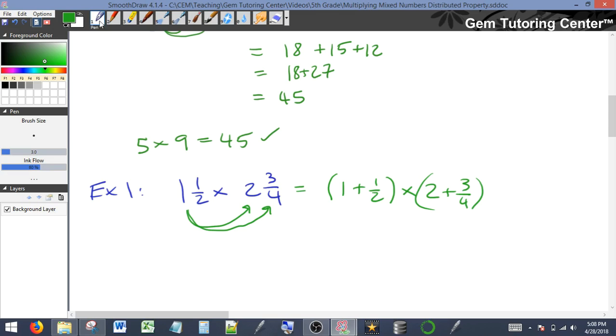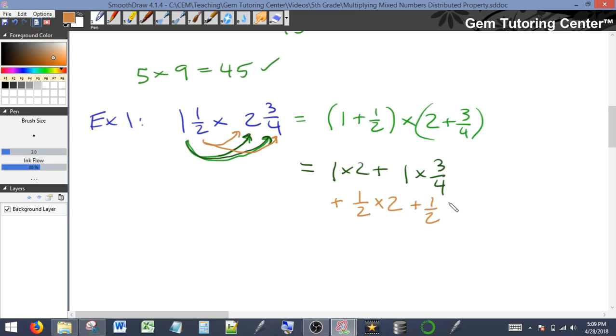Okay, that's what we are multiplying. So let's go back to what we were doing here. So the 1 gets multiplied with the 2 and the 1 with the 3/4. So that's equal to 1 times 2 plus 1 times 3/4. Okay, that's these right here. And the half gets multiplied with the 2 and the 3/4. So we get plus half times 2 plus half times 3/4.